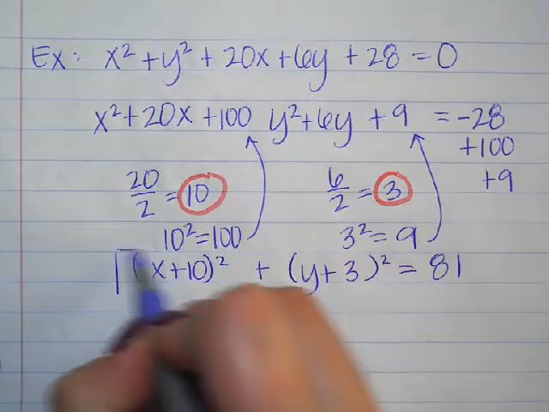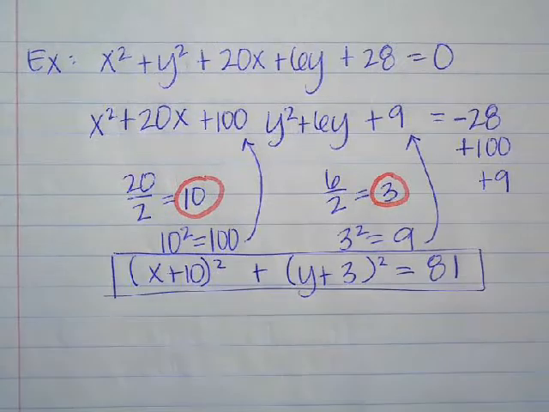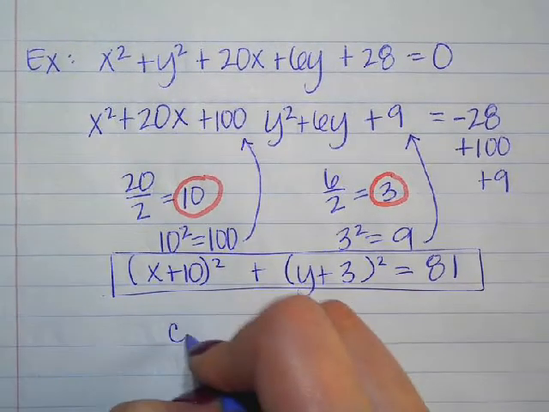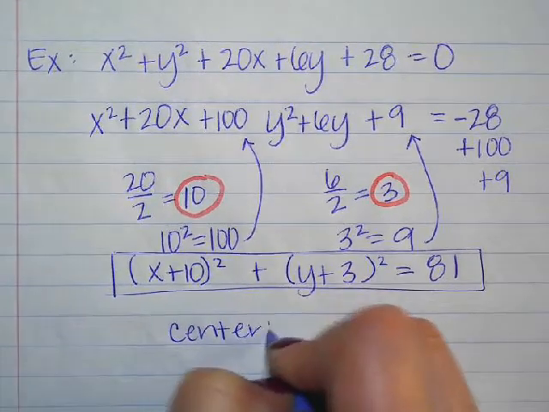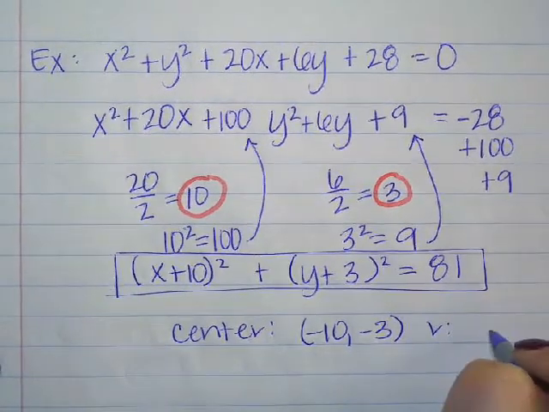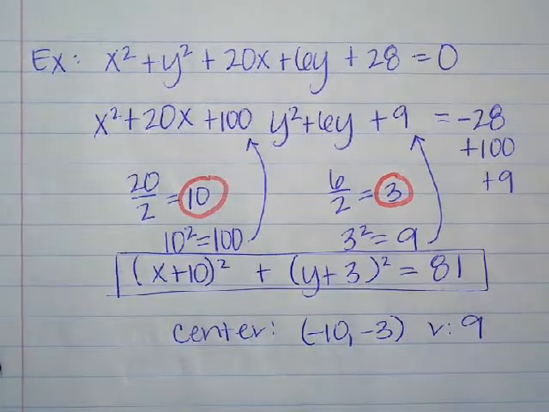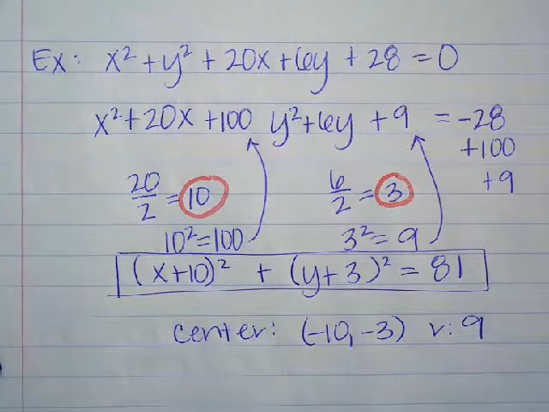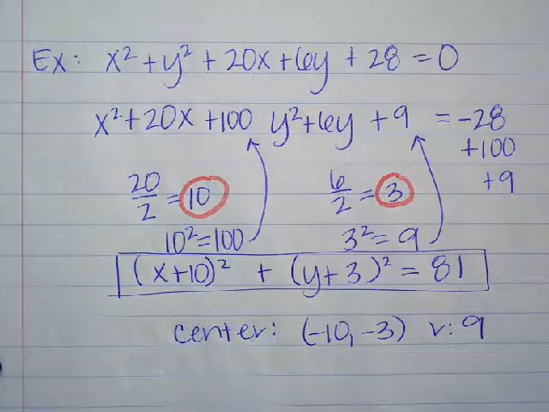Now we can find the center and the radius. Yeah, we can find the center and radius. So what's the center? Negative 10, negative 3. Mm-hmm. And then the radius would be the square root of 81, which is 9. Wasn't that fun? Oh man, let's do another one.